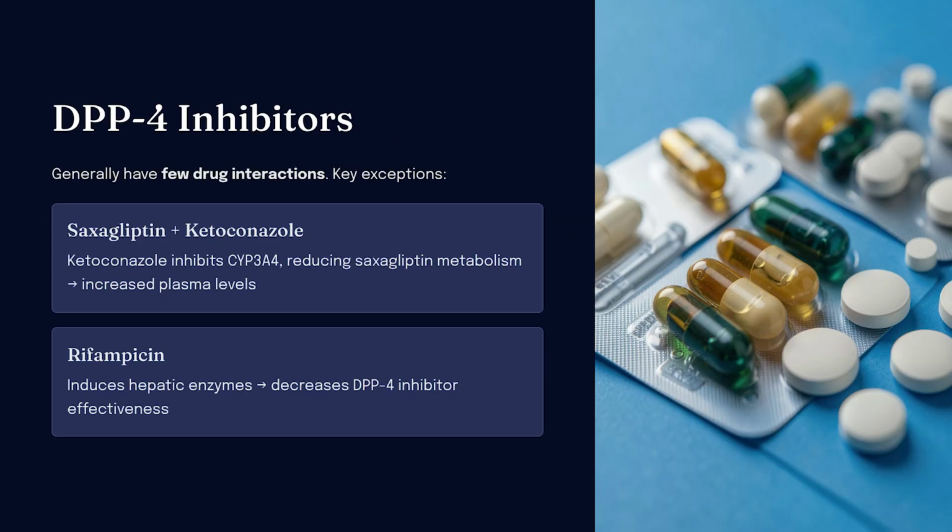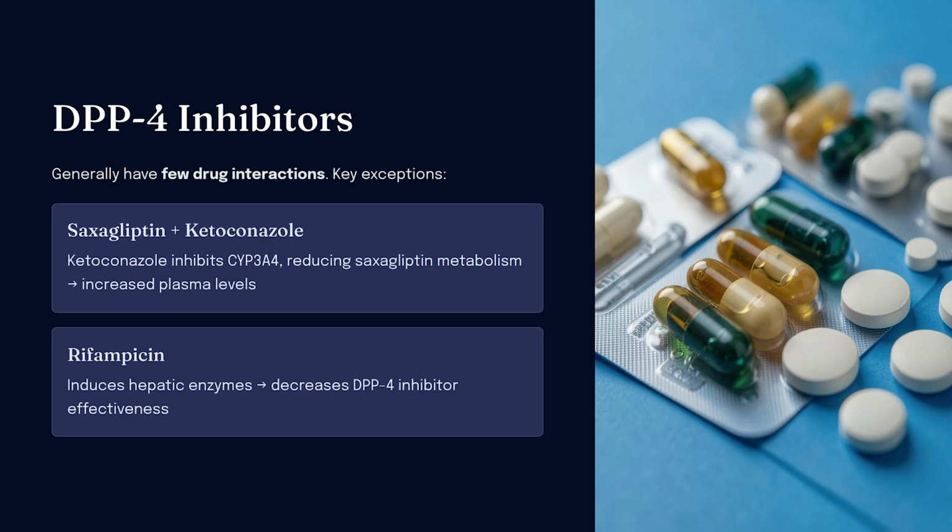DPP-4 inhibitors. DPP-4 inhibitors generally have few drug interactions, making them relatively safe and convenient to use. However, there are some important exceptions that should be remembered. One classic interaction involves saxagliptin and ketoconazole.